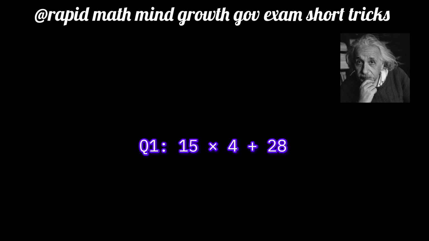Q1: 15 times 4 plus 28. Multiplication stays the same, plus addition, the magic. 28 is 30 minus 2. Solve: 15 times 4 equals 60. 60 plus 30 equals 90. Adjustment: minus 2. Final answer is equal to 88.